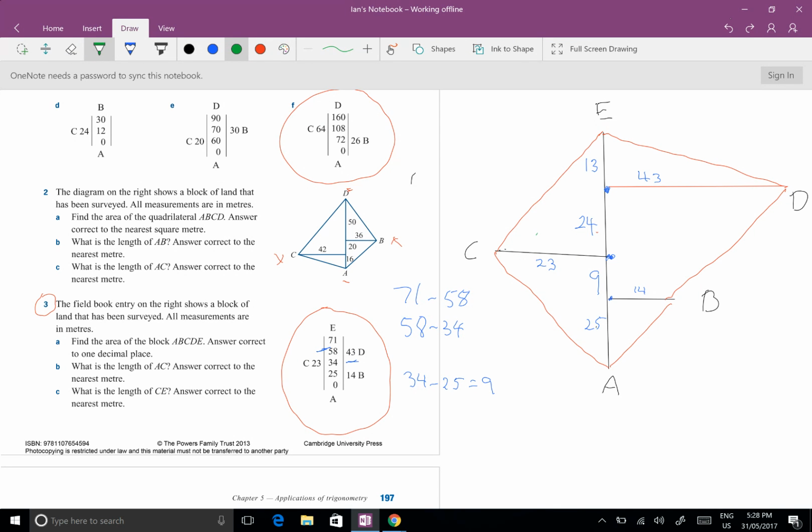So I'm going to call that area 1. Up here is another big triangle. Another triangle. I'm going to call that area 2.